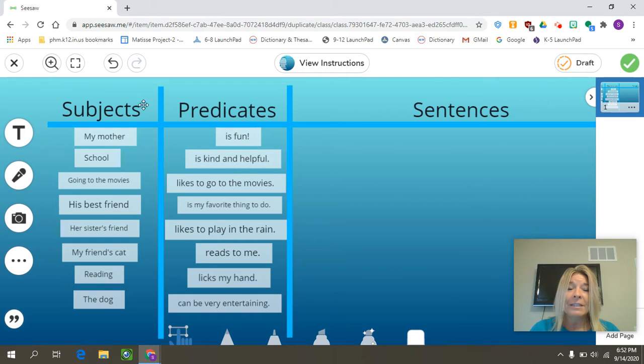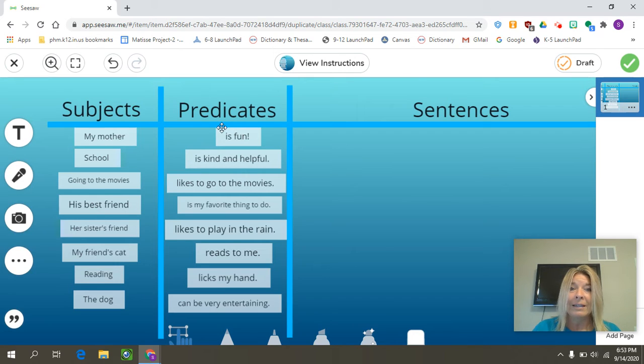So over here on this side, we have a pile of subjects. The subject of a sentence is who or what the sentence is about. And the predicate is kind of telling us what's going on with that subject. And we need both parts of a sentence to be complete. So let's just read some of the subjects. For example, we have my mother, school, going to the movies, his best friend. When I read those by themselves, they don't make sense. They're not a complete thought.